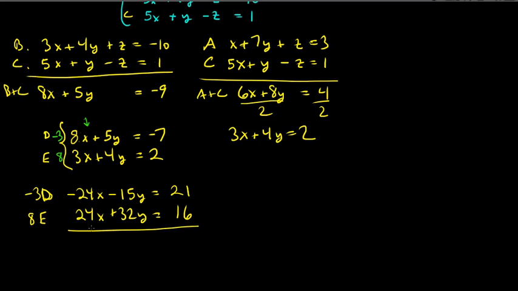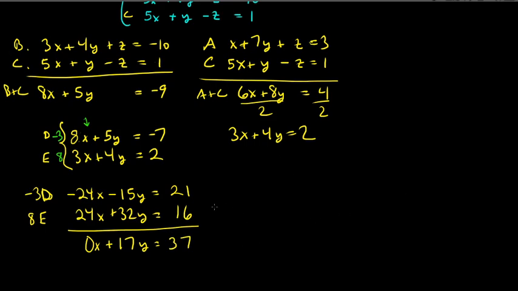We can now eliminate the x, right? Negative 24x plus 24x is 0x, or just 0. 32y minus 15y is 17y. And then 21 plus 16 is 37.